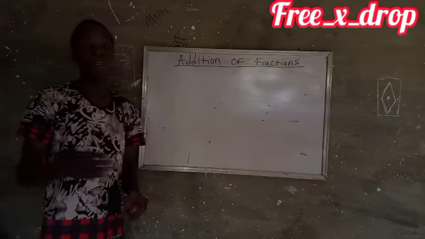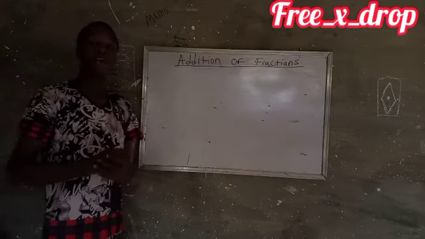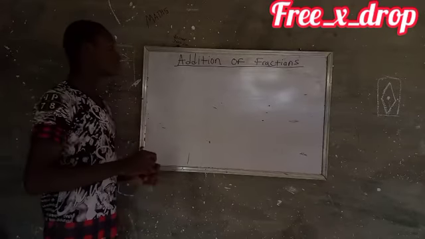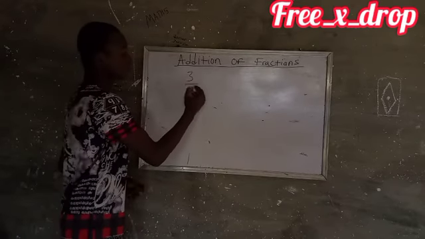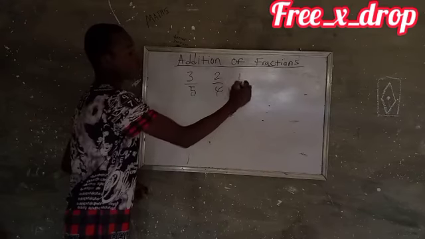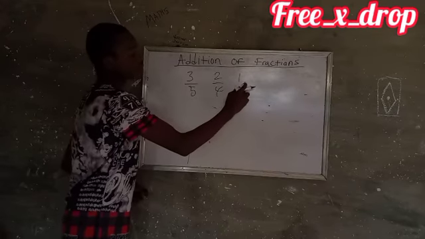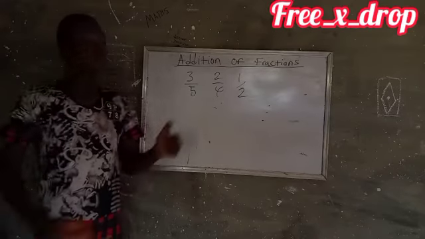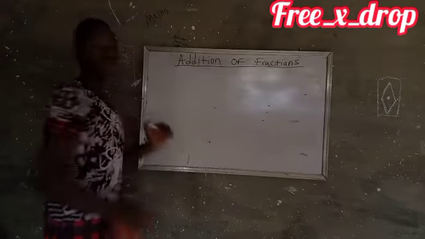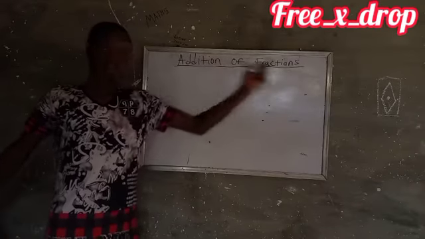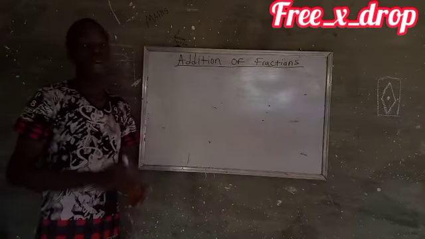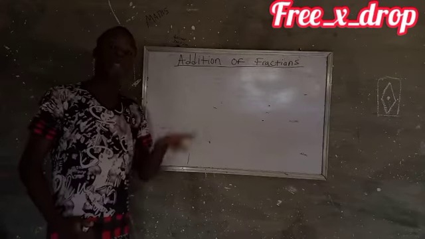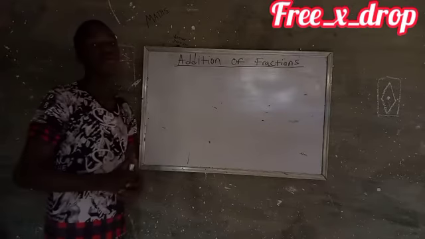Now I'm going to be showing you quickly. You already know what fractions are. Fractions are numbers which have numerators and denominators, for example, 3 over 5, 2 over 4, or 1 over 2. So numbers like this are called fractions, which have numerators and denominators. Today we are going to be doing addition of fractions, and I'm going to be showing you, like I said, another method apart from the L.C.M method, which could be easier for you to use in solving fractions.